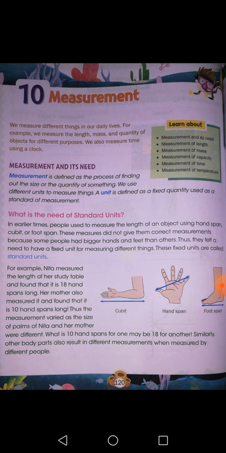So earlier, since we were not having a fixed unit, the size of the hand, the size of the foot, the size of the palm of different people is different. So for the same thing we used to get lots of different measurements. Then we felt the need for a fixed unit, hence the standard units were discovered. They are the fixed units for a particular thing.